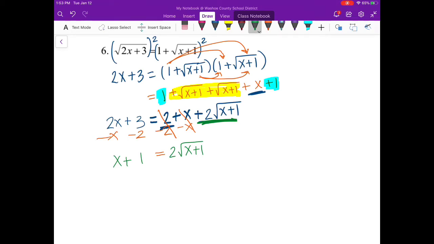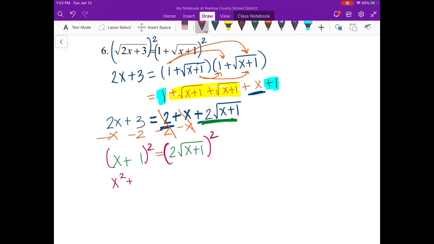Now, we could approach this differently. We could divide both sides by 2, but then what that's going to do is it's going to make me work with fractions, and I do not want to work with fractions right now. So instead of dividing the 2 out, I'm going to just go ahead and square it at this point. Okay, and we'll talk about what that is going to do in a second.